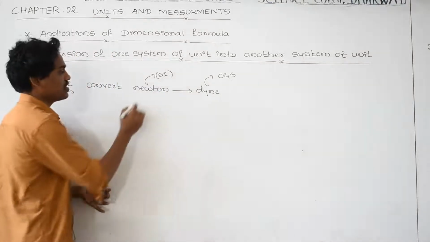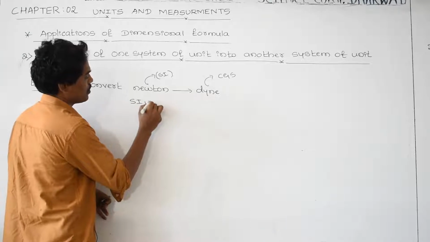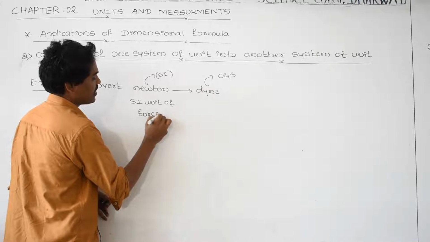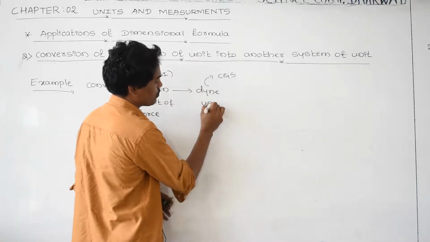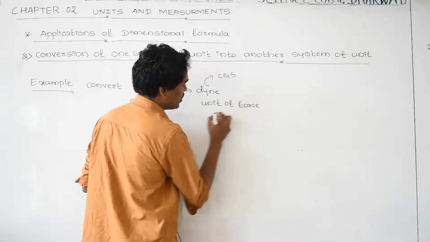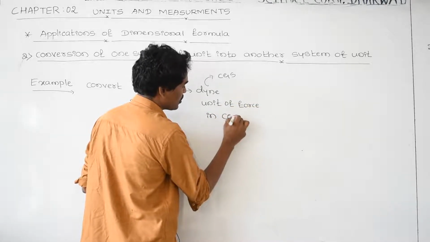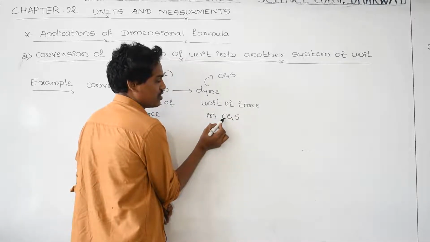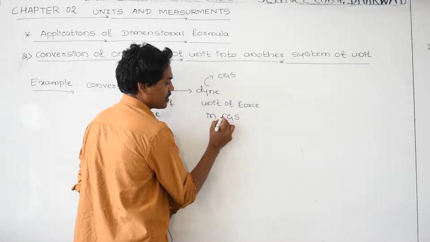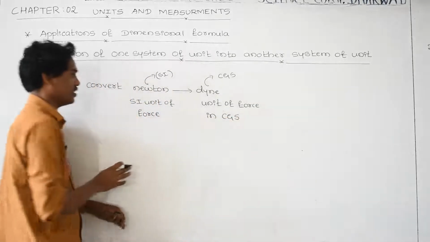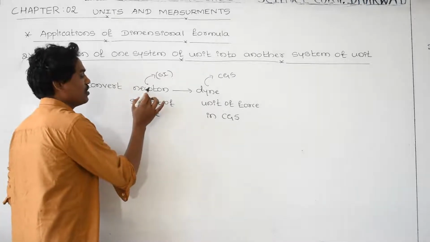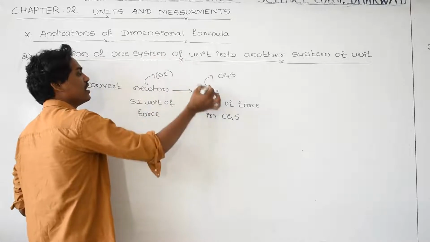What is Newton? This is the SI unit of force. And what is a dyne? This is a unit of force in the CGS system. What is CGS? This is centimeter gram second. This is the SI system or MKS system. What is the value of 1 Newton in terms of dyne?